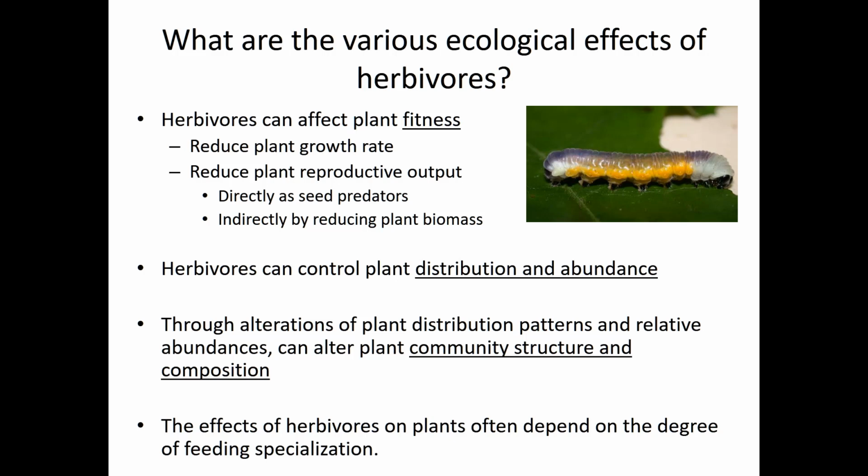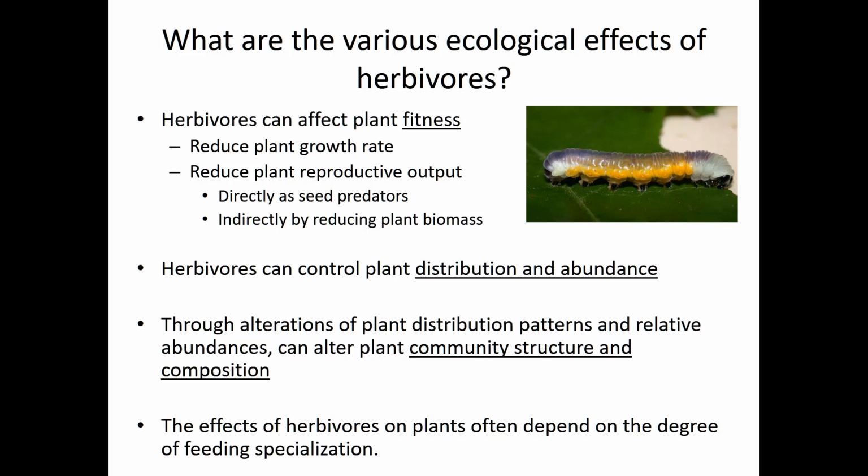Herbivores have the ability to control plant distributions and abundance, so where they occur and how many they are. And because of alterations of plant distribution patterns and relative abundances, they can also alter plant community structure and composition. Herbivores can have a huge impact on the plants that they are consuming, as well as all the other members of those communities that plants are influencing.